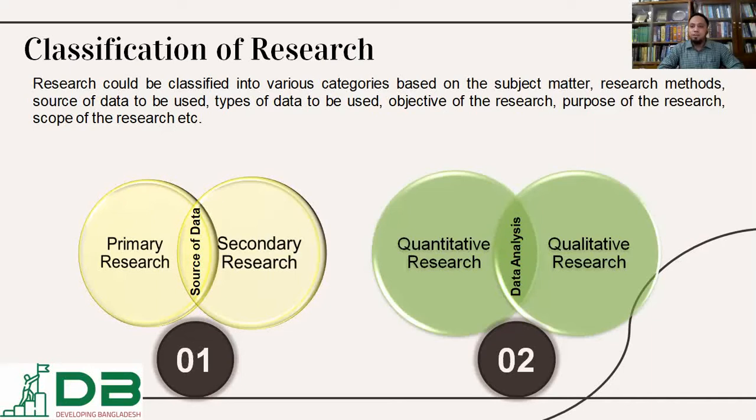Now, we can classify research based on the data types used in the research. For example, quantitative research and qualitative research. So, what is quantitative research? Quantitative research is a primary explanatory research. It is used to gain an understanding of underlying reasons, opinions, and motivations. For example, it is collecting, quantifying the outcome.